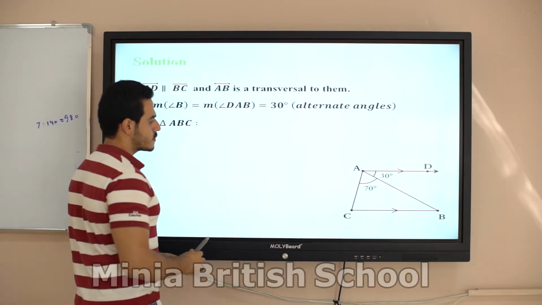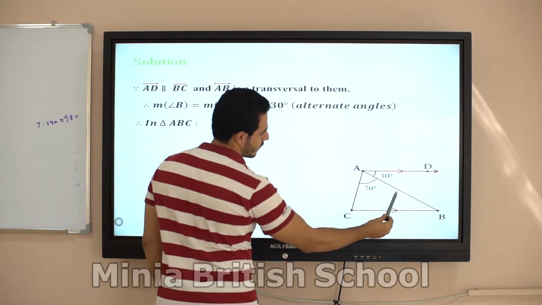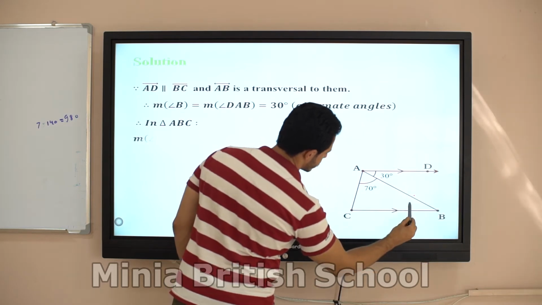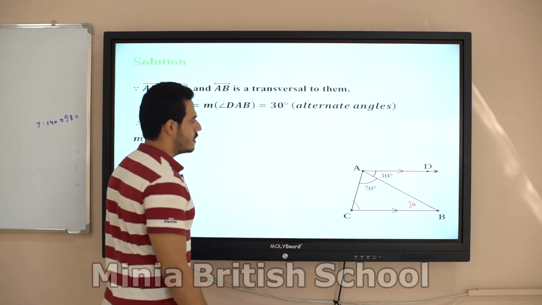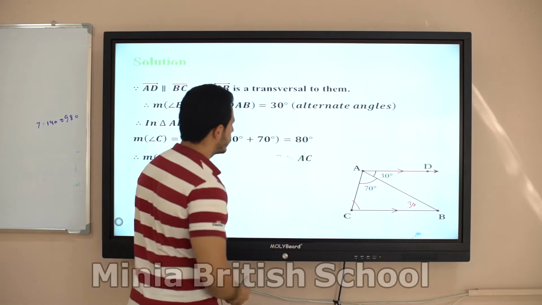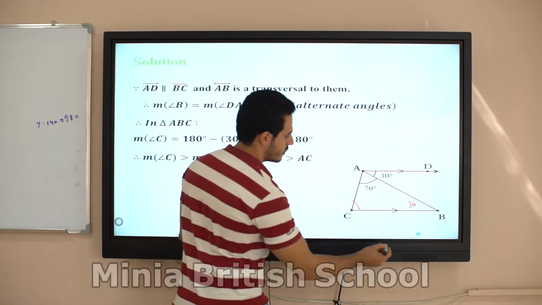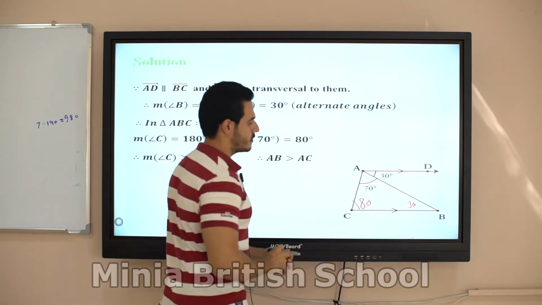Let's work in triangle ABC. Measure of angle A equals 70 and B equals 30. Let's find measure of angle C. Measure of angle C equals 180 minus (30 plus 70), which equals 80 degrees. This angle is 80 degrees.